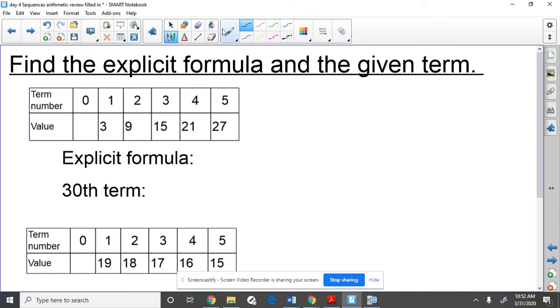So with this problem, we go from 3 to 9 to 15 to 21 to 27. Each time in this sequence, the value is going up by 6. 9 plus 6 is 15. 15 plus 6 is 21. 21 plus 6 is 27. Since those numbers are all the same, that means that this is an arithmetic sequence. When we have an arithmetic sequence, there's a constant difference.